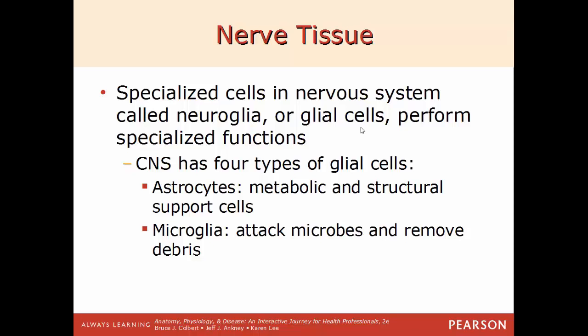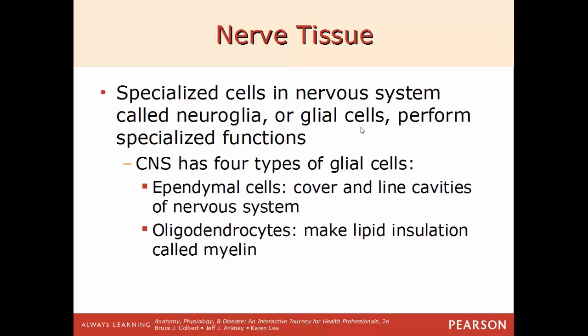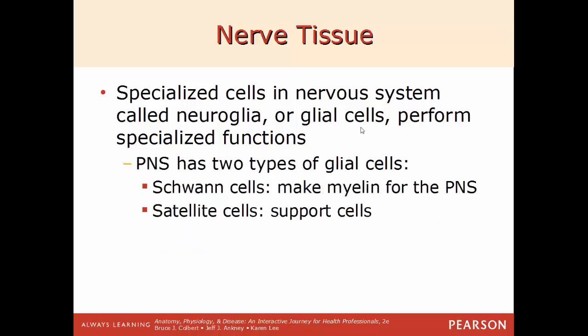Next kind, the microglia. These will attack microbes and remove any cellular debris, kind of cleaning up the clutter around cells that shouldn't be there. Next one, ependymal cells. These will cover and line the cavities of the nervous system. And these are the cells that also make the cerebrospinal fluid. And lastly, oligodendrocytes. These make a very special lipid insulation called myelin, and we'll discuss myelin in more detail here in a few minutes. Now, the peripheral nervous system has 2 supporting cells with 2 types of glial cells.